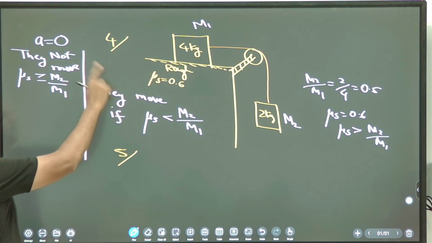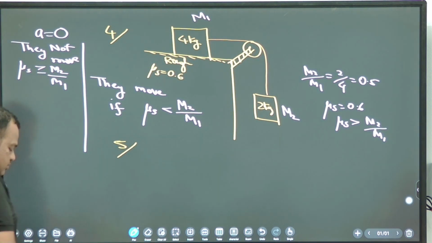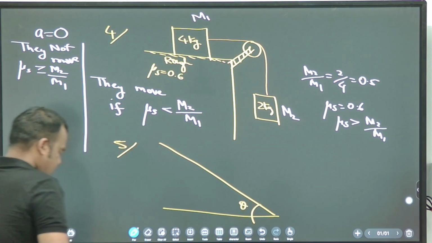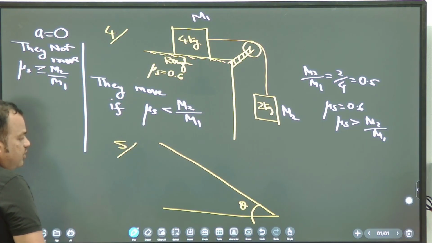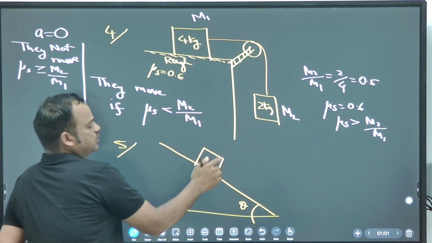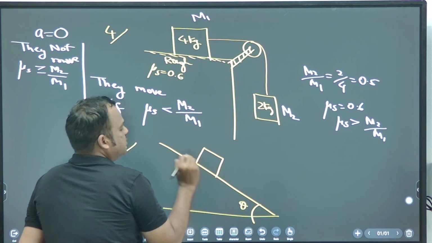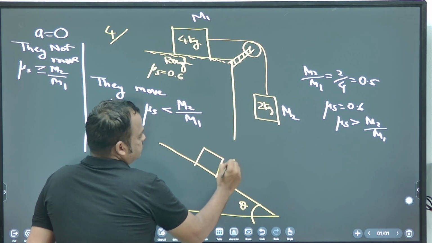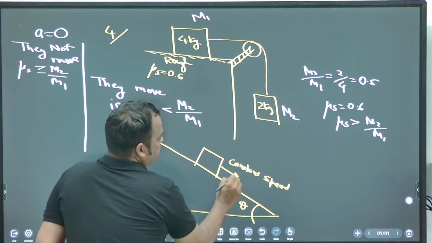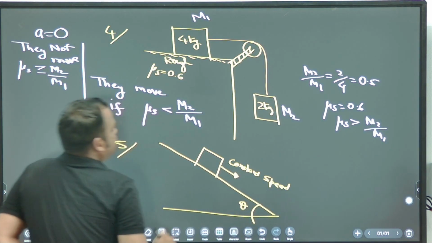Okay, we have done this yesterday. Fifth question. Block has been placed on inclined plane. So this is the inclined plane. Angle of inclination theta. Block slides with constant speed. Constant speed, Newton's first law. What is the net force? 0, acceleration 0. It is coming down with constant speed, so acceleration 0.